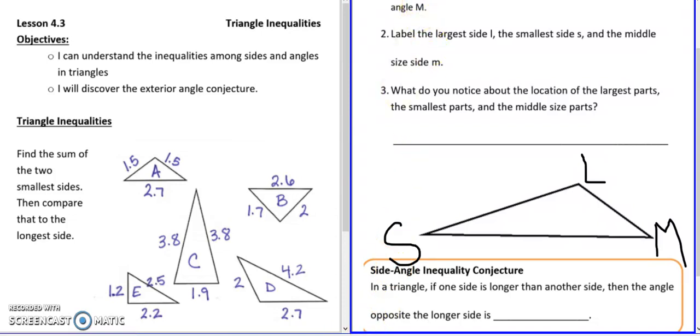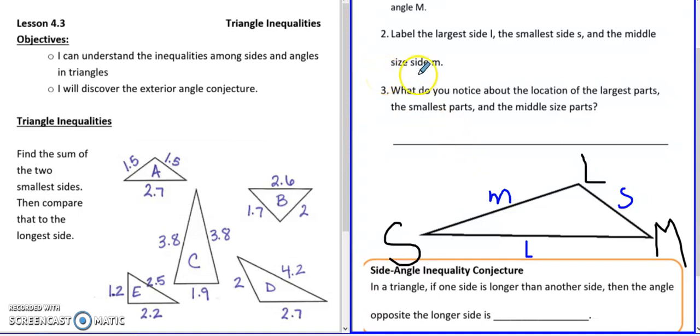Okay, step 2 says, label the largest side L, the smallest side S, and the middle size side M. So the longest side in this particular picture is clearly the bottom, so here's our L. The smallest side is easiest to see over here on the right. And then this would make the middle side length here on the left.